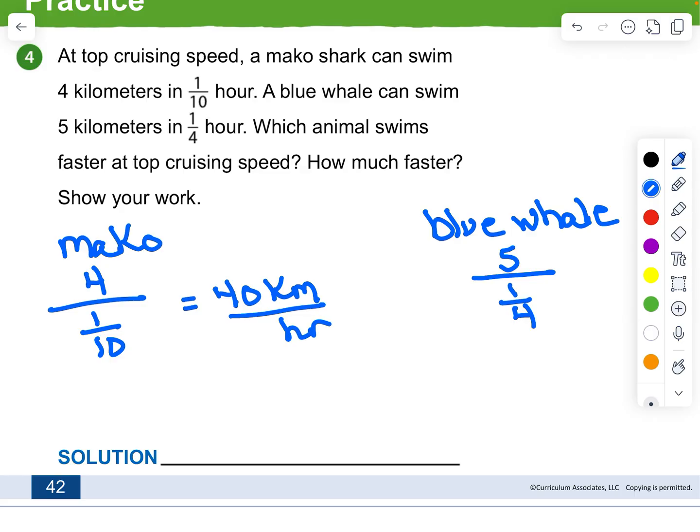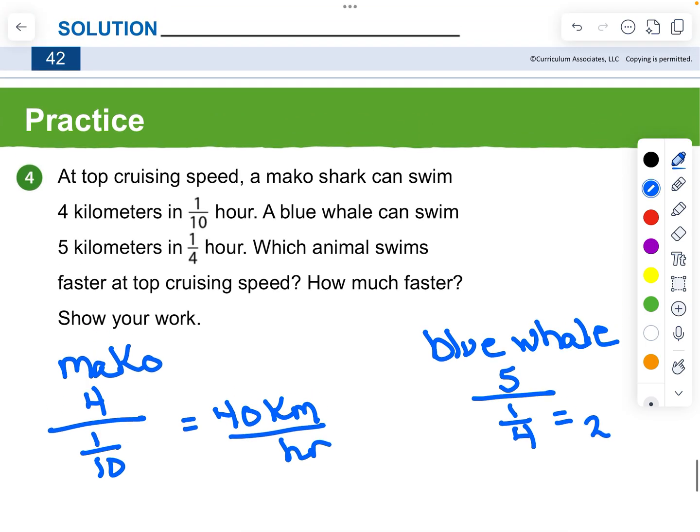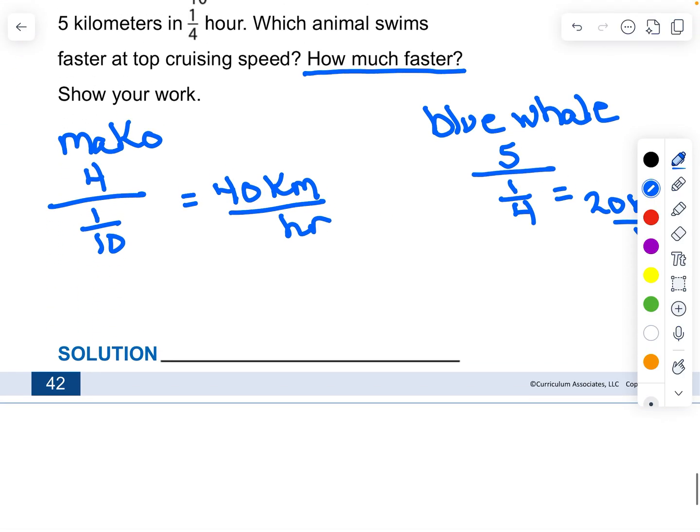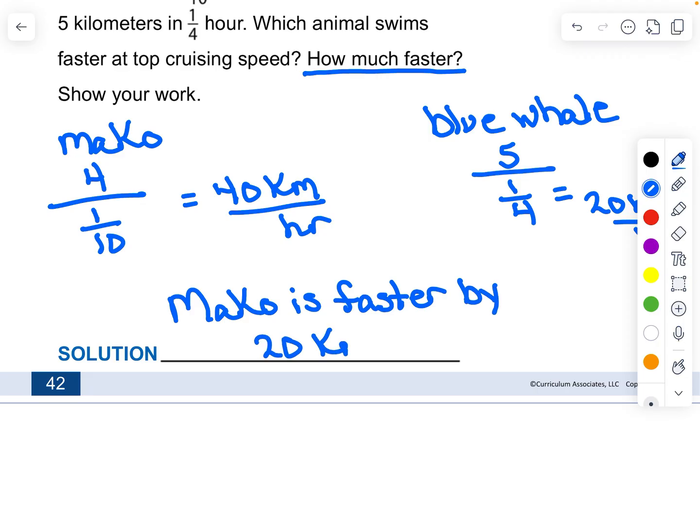I hope you got 40 kilometers per hour for the mako. And so I have room to write 20 kilometers per hour for the blue whale. So which one swims faster? The mako is faster. And then it also asks us how much faster. I'm going to say by 20 kilometers per hour. I could also say that he was twice as fast as the blue whale.